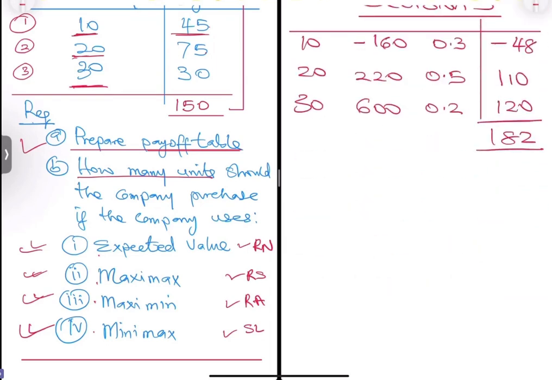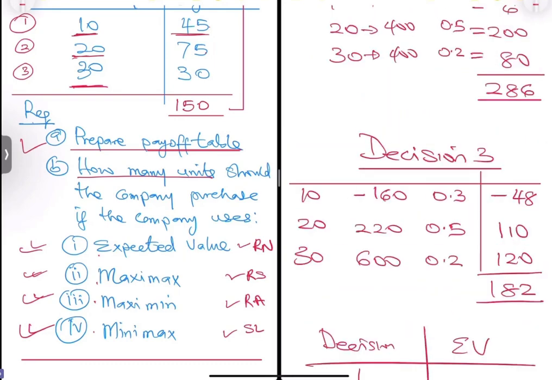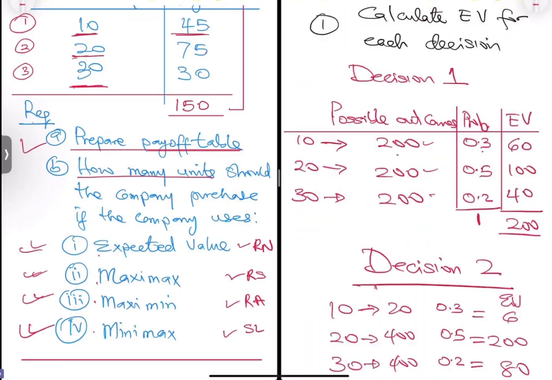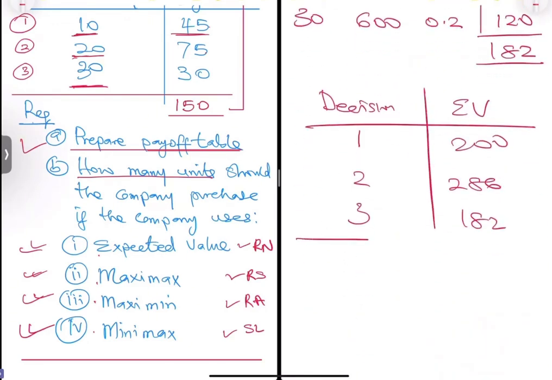In fact, we can bring it together to say decisions, then expected value. So decision 1, decision 2, decision 3. This is giving us 182. This one is giving us 286. And this is giving us 200. So if they are risk neutral, or we say if they are using expected value approach, what decision should they take? That's what the question is asking us.